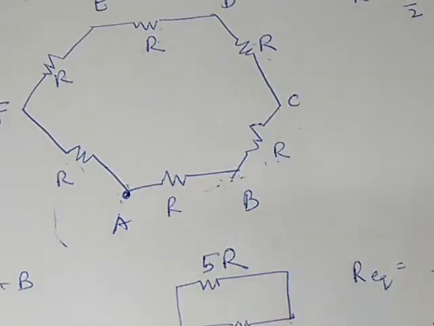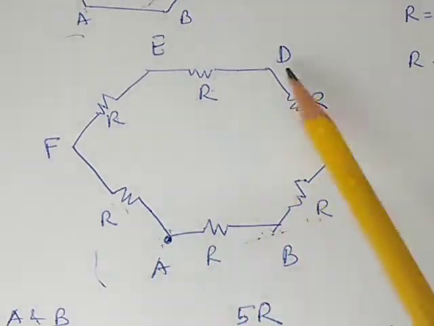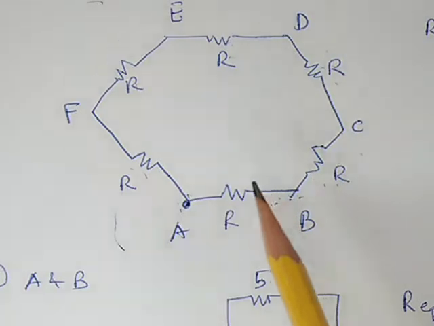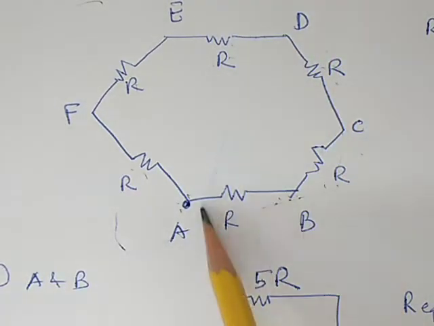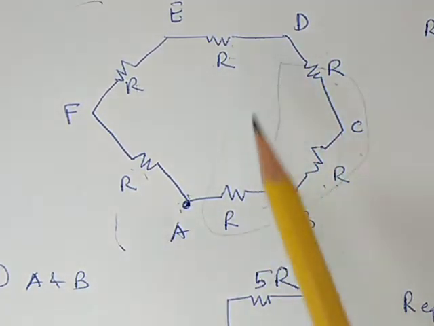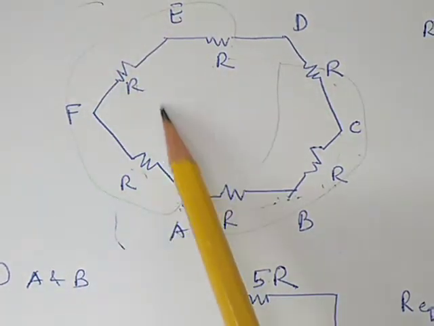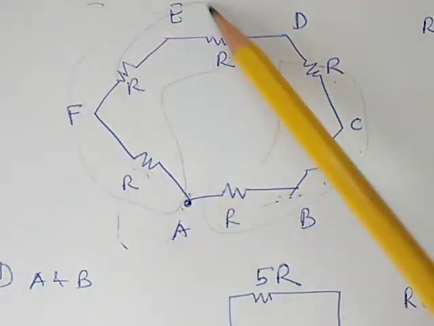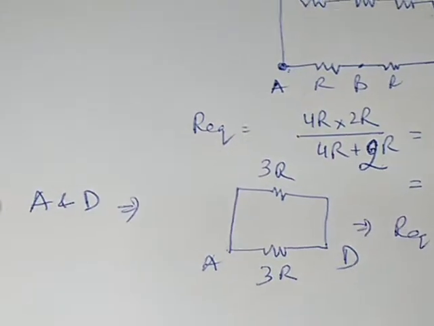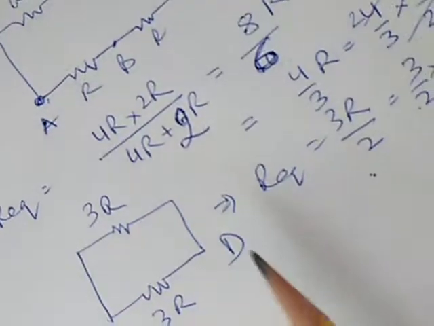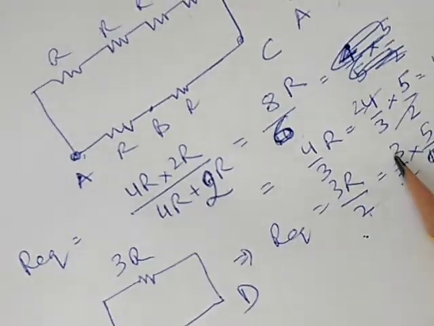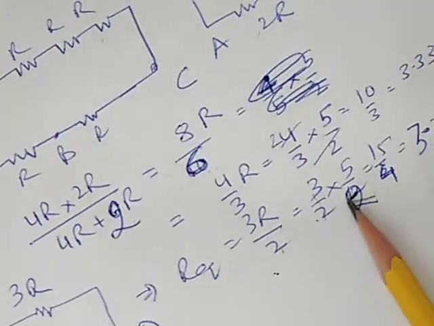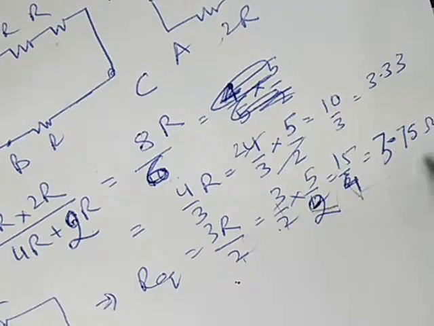And finally, the equivalent resistance between A and D will be 3R resistors in series, and then another 3 resistors here, that becomes 3R and 3R in parallel, and its equivalent resistance is going to be 3R divided by 2, or 3 by 2 multiplied by 5 by 2, which is 15 by 4, or 3.75 ohm.